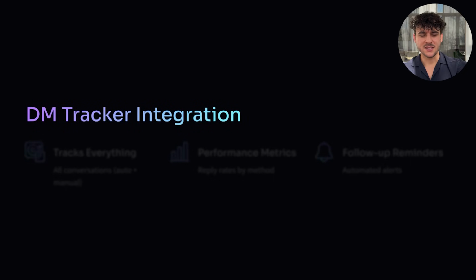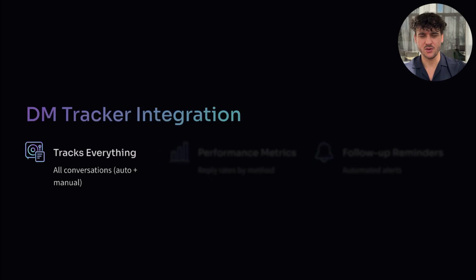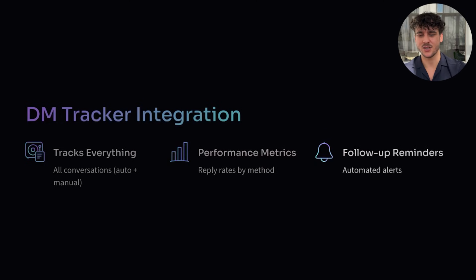Now, to dive a little bit deeper into the DM Tracker integration, it tracks everything for you, all conversations, automated and manual, and tells you when people ghosted you so that you can follow up with them. It gives you performance metrics such as reply rates by different methods, by different messages, etc. And it gives you follow-up reminders, meaning it organizes people into a follow-up board so you know exactly when and who to follow up with.